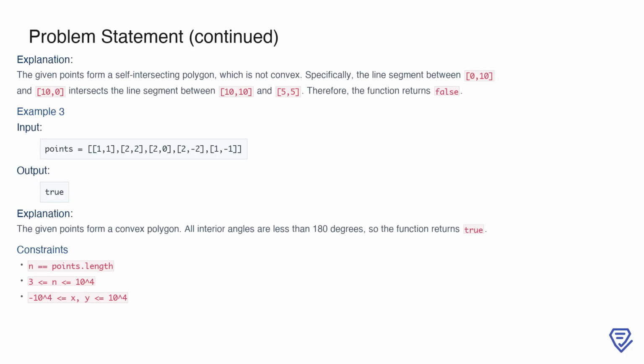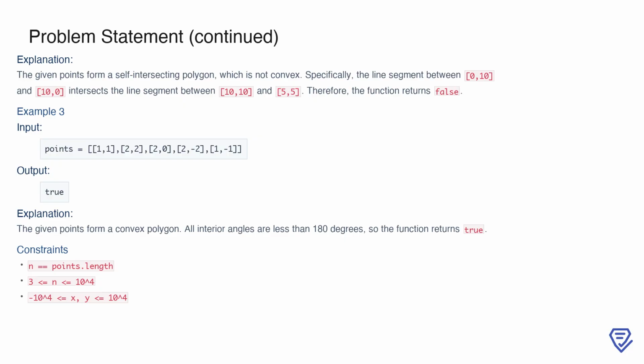To elaborate further on the second example, the issue arises because the line segment connecting 0, 10 to 10, 0 intersects with the segment connecting 10, 10 to 5, 5. This self-intersection violates the requirement that all line segments between vertices should lie entirely within the polygon.